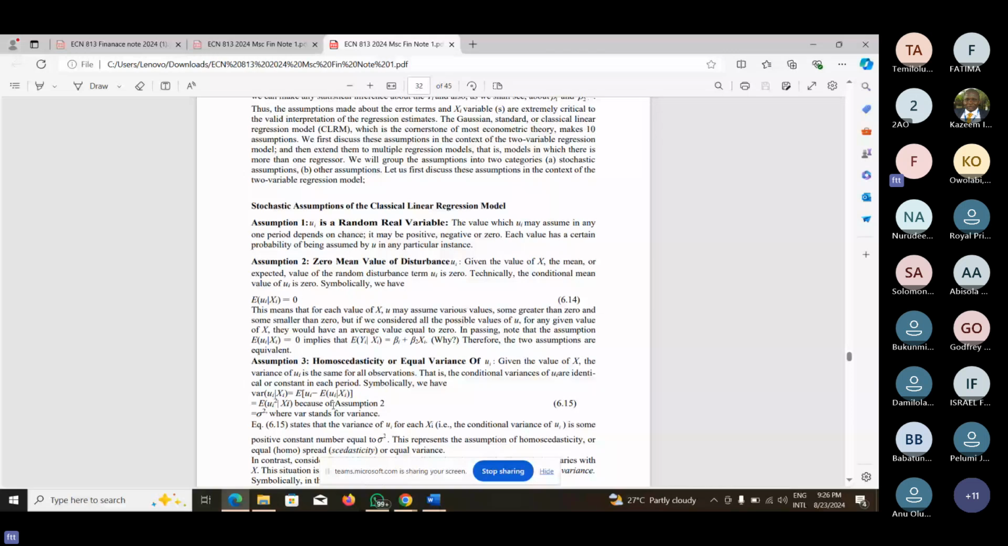So we all know our assumption 1. We know our assumption 2. We are still going back to it. But let's move on to assumption 3. So we have our homoscedasticity, or equal variance of u. The other meaning for homoscedasticity is equal variance. Homo means equal, and skedasticity means variance or spread. So it's like equal spread, equal variance. Let's read. It said, given the value of X, the variance of ui is the same for all observations. The conditional variance. Can someone tell me the meaning of variance?